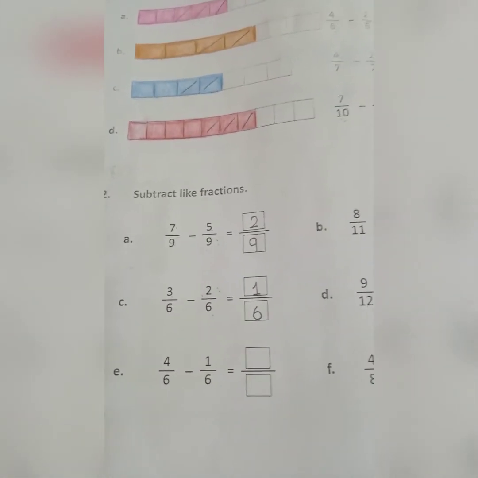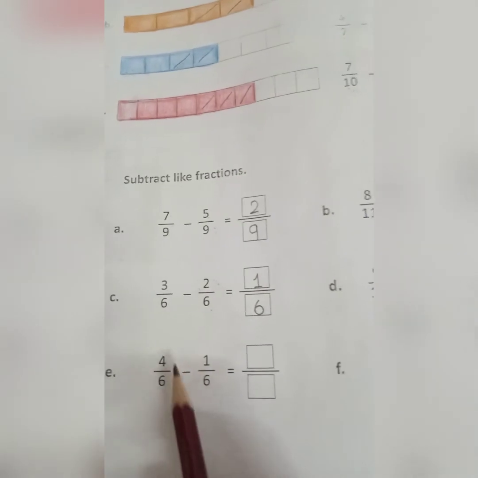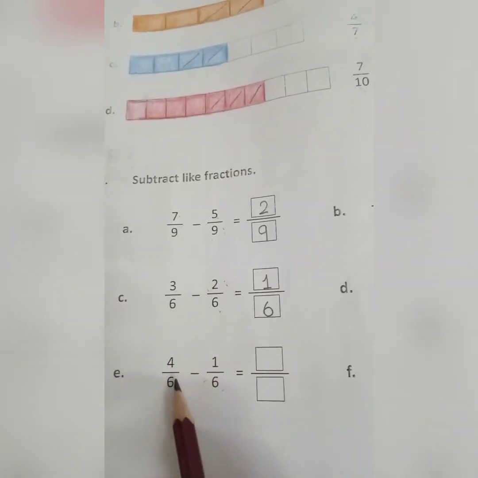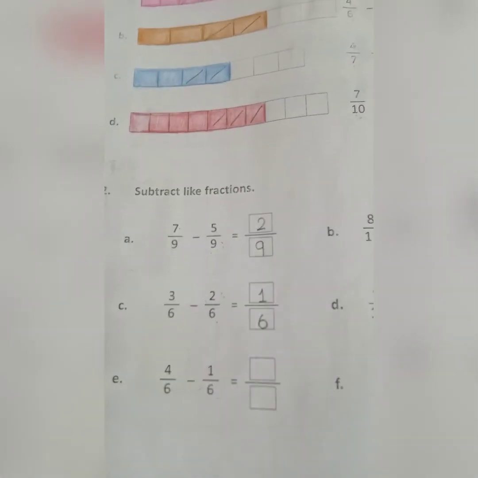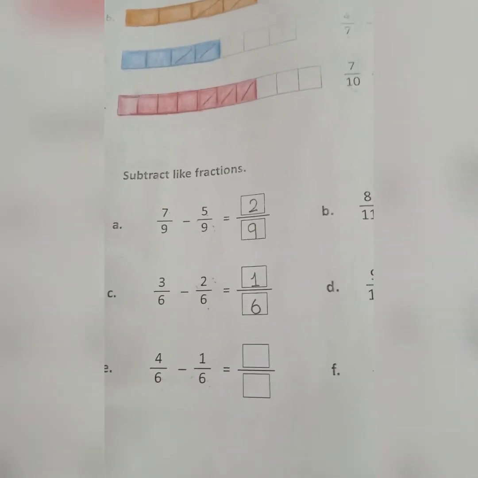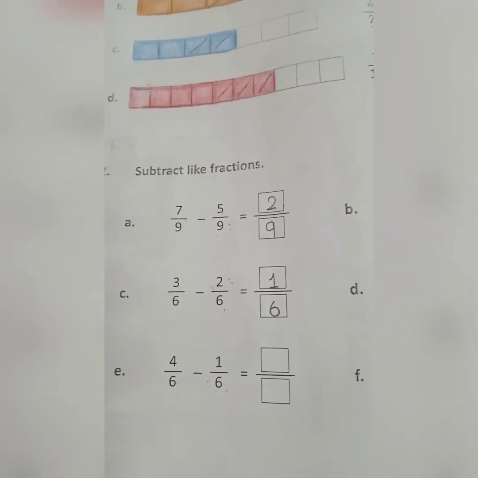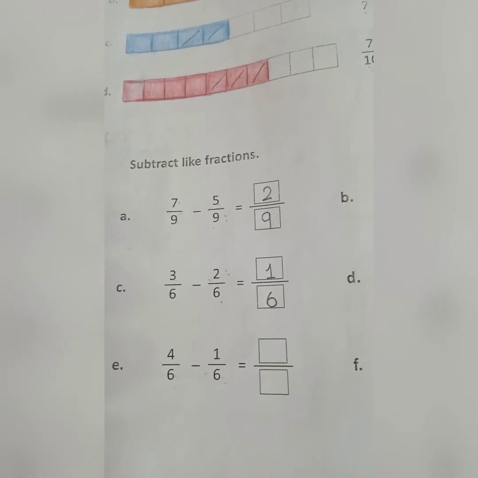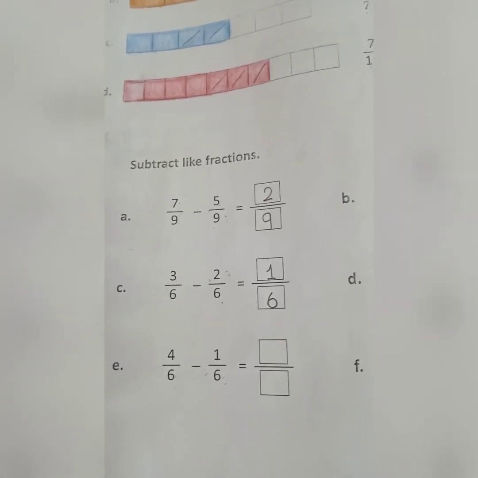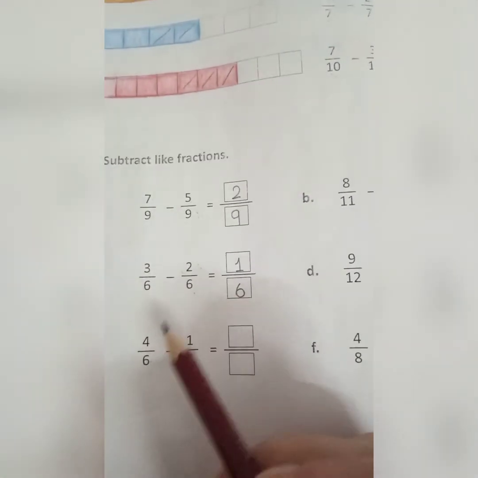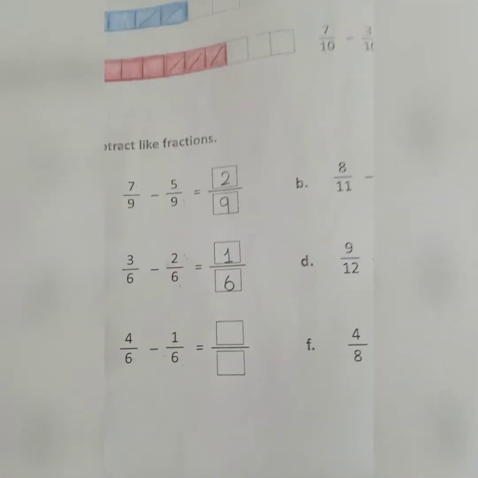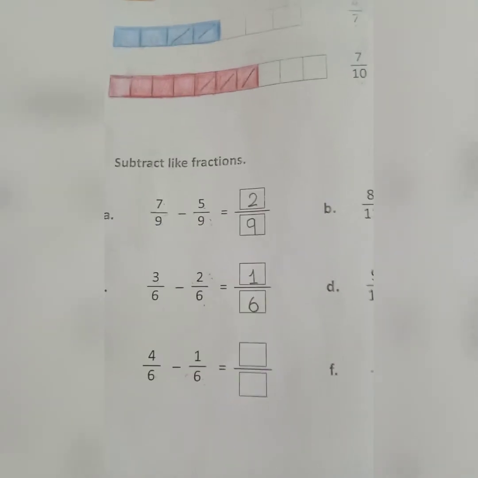Now we are moving on to part E. In part E again we have to follow the same steps. We have two fractions, 4 upon 6 minus 1 upon 6. Both of these fractions are like fractions because they have the same denominator. Okay, so we are just going to have a look at their numerators, and we are just going to subtract their numerators. The smaller numerator will be subtracted from the bigger numerator.